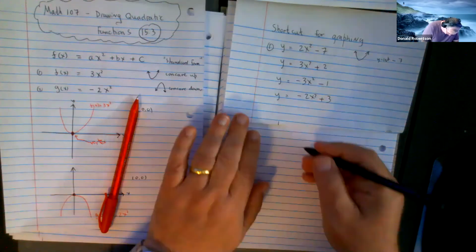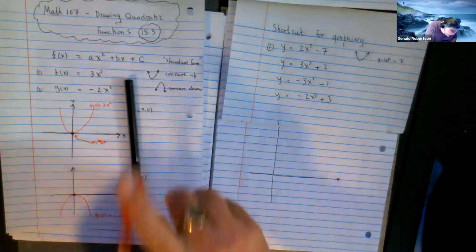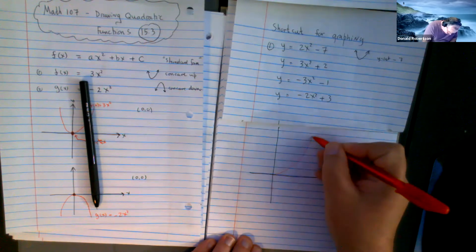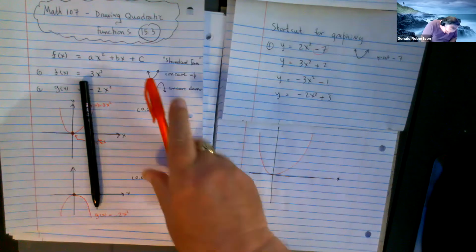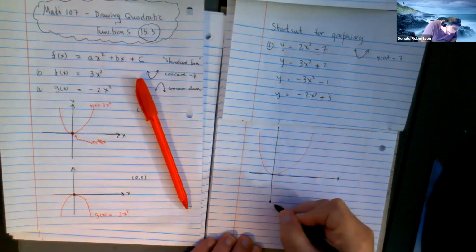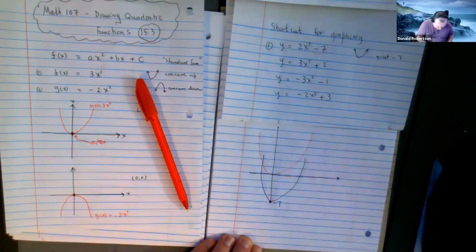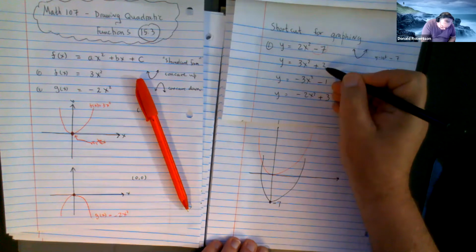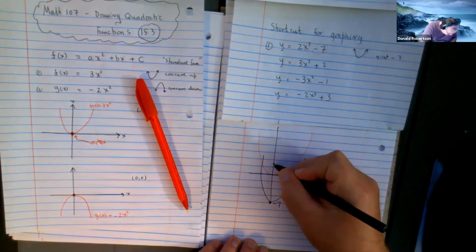Start again. This first one, you start off with a happy face, and then you go down 7. So you imagine this is -7. Now, 3x squared plus 2, start off with a happy face, move up 2.